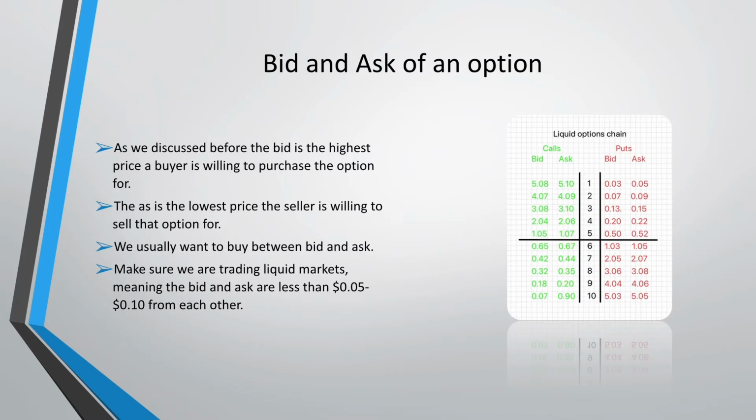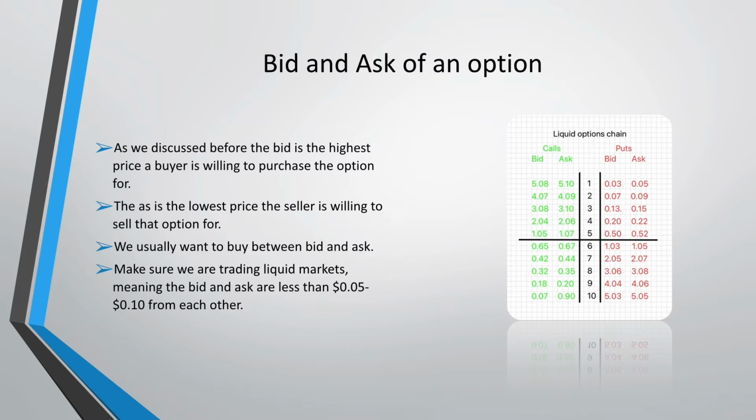All right, so once again, we're going to go a little bit over the bid and the ask. Like we reviewed before, the bid is the highest price that the buyer is willing to purchase that option for. The ask is the lowest price that the seller is willing to sell that same option for.